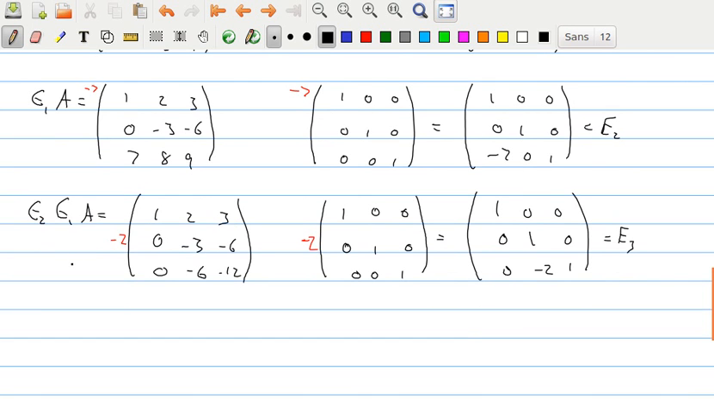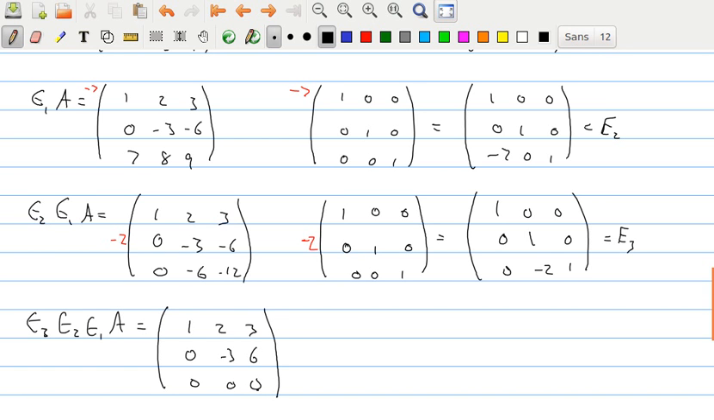Okay, now if we do that on our matrix, we've got E3 times E2 times E1 times A is, well, the top row stays, we're not changing that. The middle row stays. And the bottom row, 6 plus -6 is 0. 12 plus -12 is 0. Okay, so now we've got an upper triangular matrix.